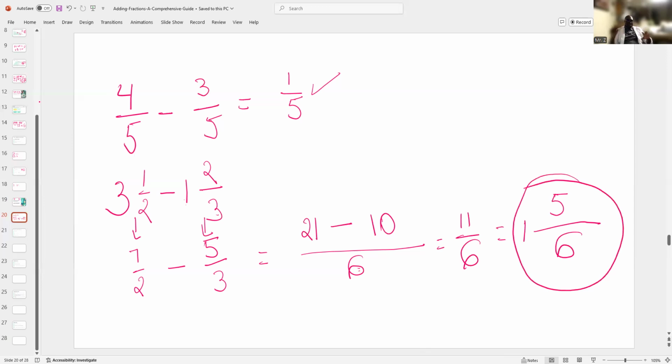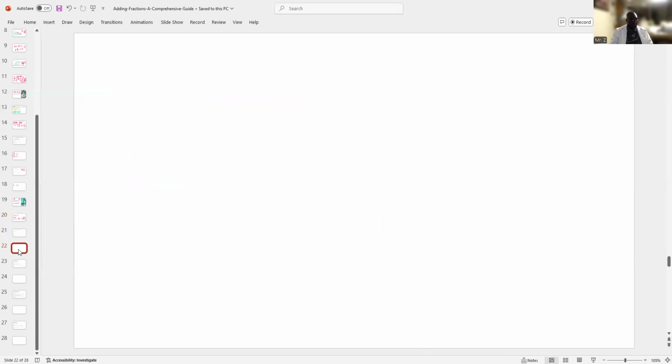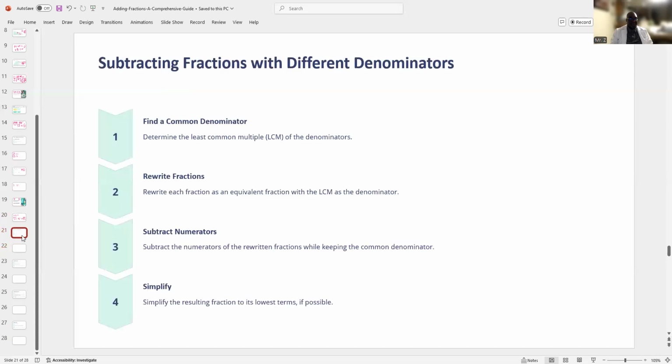All right? This is a different way. The more you practice, the more you will understand those stuff. So we learned about how to subtract fractions that have a different denominator.